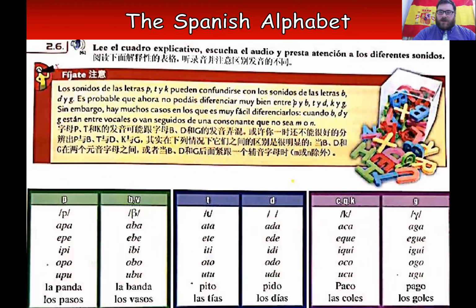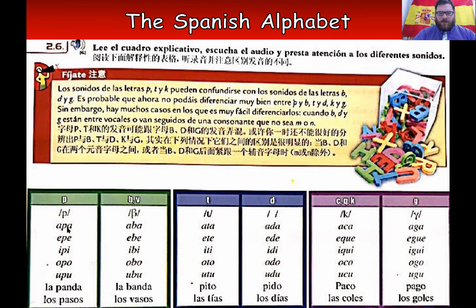So this one here, read this part, listen to the audio, and pay attention to different sounds. The sounds for the letters P, T, and K can be pretty confusing, okay? As well as the letters B, V, D, and G. All right, so they want you guys to pay attention to that. Honestly, you're not gonna have too much trouble with this. You guys speak good enough English, I think we'll be okay.